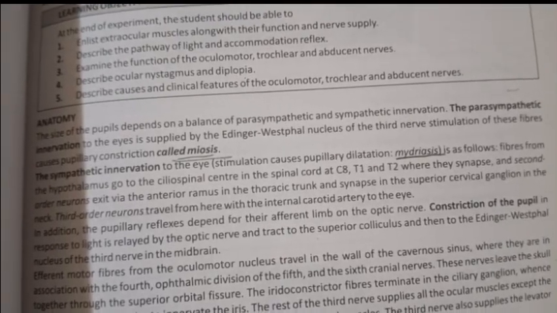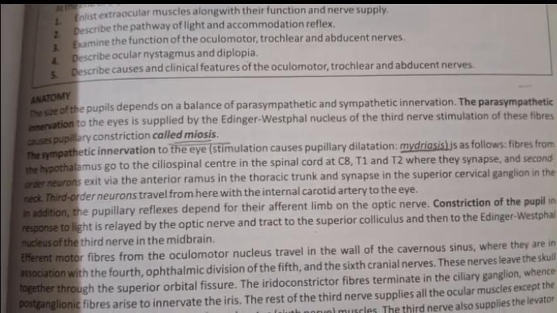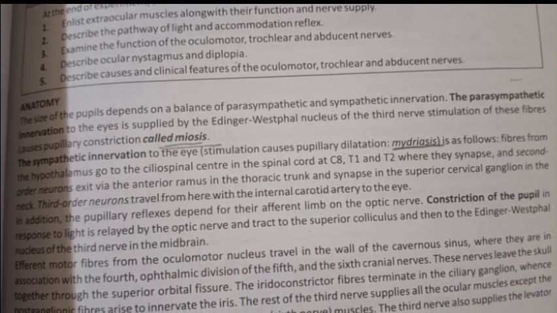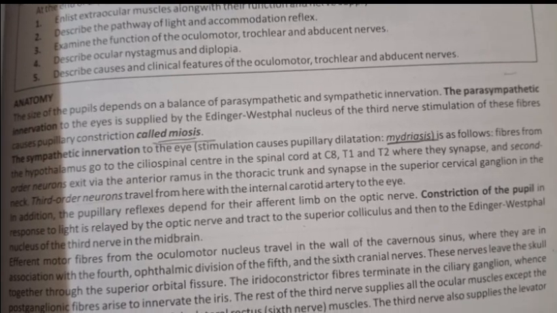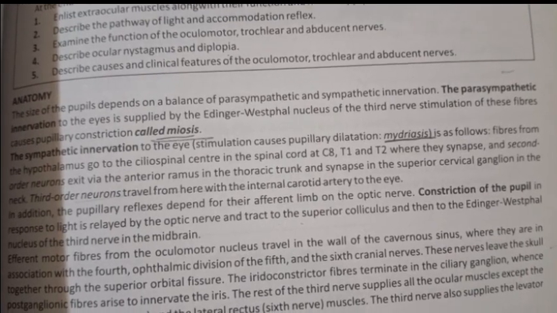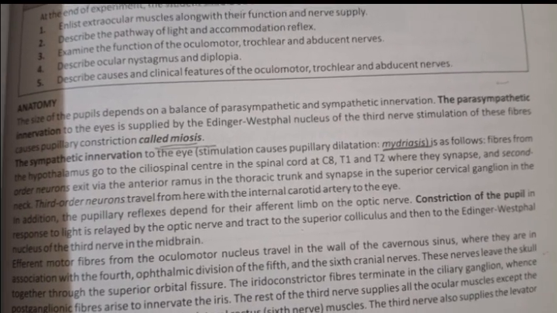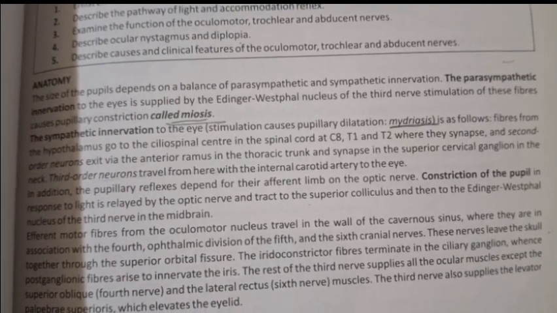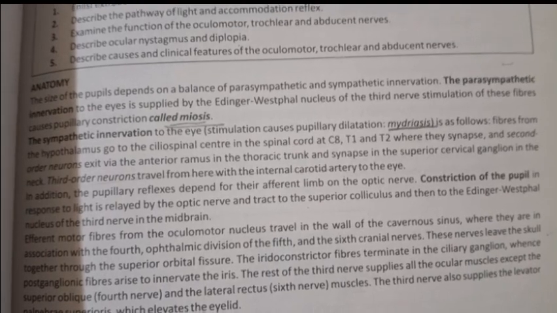Anatomy. The size of the pupil depends on a balance of parasympathetic and sympathetic innervations. The parasympathetic innervation of the eye is supplied by the anterior vestibule nucleus of the third nerve. Stimulation of these fibers causes the pupillary constriction called miosis. The sympathetic innervation to the eye, the stimulation causes the pupillary dilation.